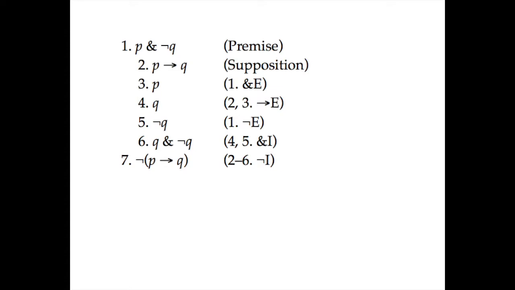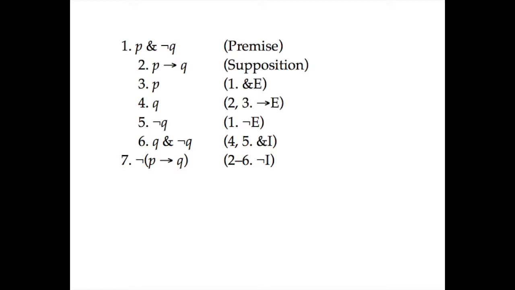Here it is. Our premise says P and not Q. And now we're trying to prove the negation of a conditional. So on line 2, we just suppose the conditional is true, and we're going to try to prove a contradiction. All right, well, from line 1, we get P, just from and elimination. And then by arrow elimination from lines 2 and 3, we get Q on line 4.